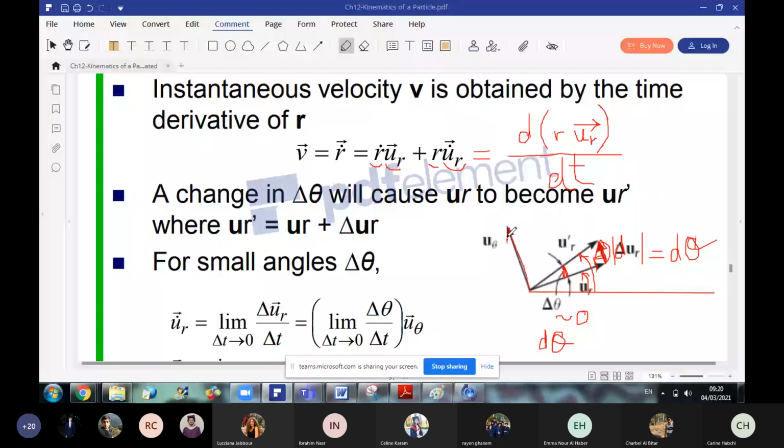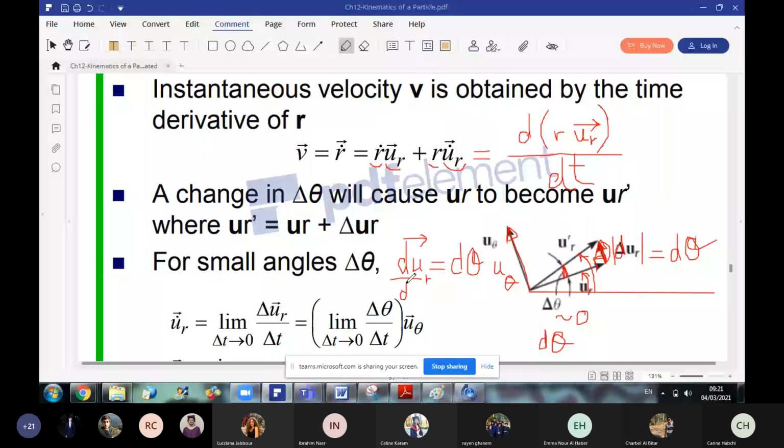I can replace the dUR vector, which is equal to its magnitude d theta times what? Times its unit vector. What is the unit vector of dUR? It is U theta. So I can replace dUR by d theta times U theta. And since I am interested in dUR by dt, what will I do? I will divide here by dt, and I will divide d theta by dt.